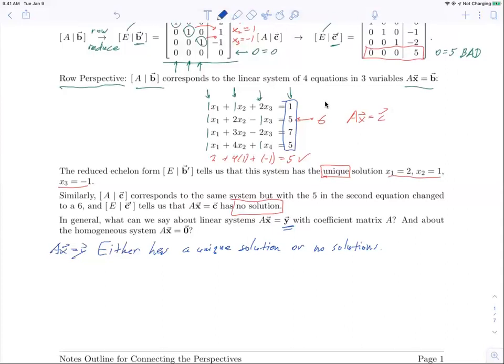Right? As we choose different y's, it's going to be one of those two cases, but you'll never have infinitely many solutions, for example, right?